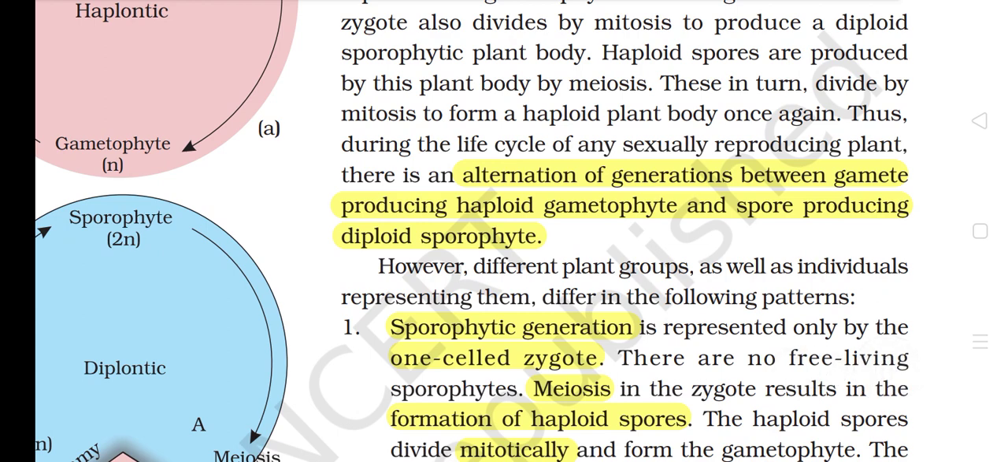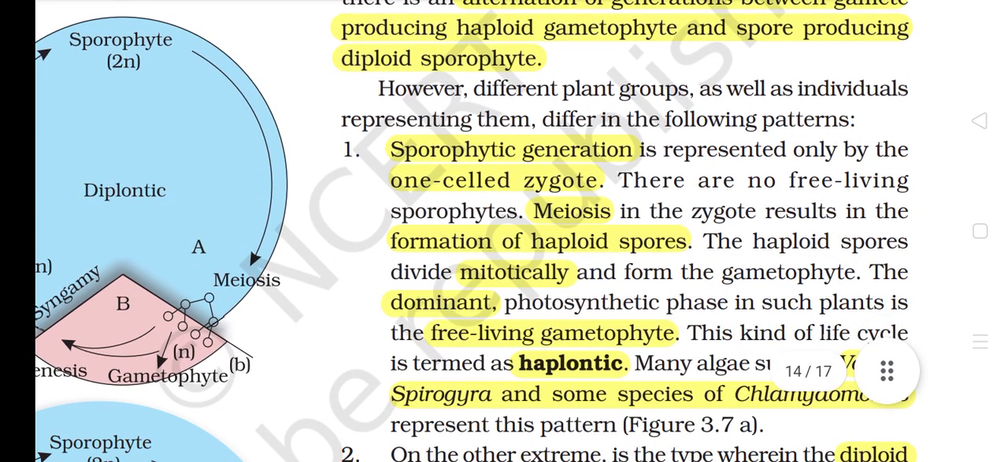Thus, during the life cycle of any sexually reproducing plant, there is an alternation of generations between a gamete-producing haploid gametophyte and a spore-producing diploid sporophyte. However, different plant groups as well as individuals representing them differ in the following patterns.